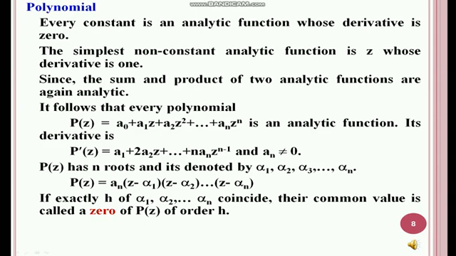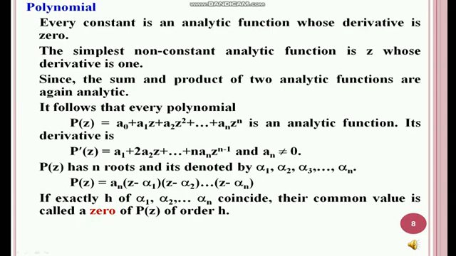By the fundamental theorem of algebra, the polynomial of nth degree has n roots, denoted by alpha 1, alpha 2 up to etc. alpha n. If we have the roots, we can make the equation. So we get the polynomial with respect to the roots: p of z equal to an into z minus alpha 1 into z minus alpha 2 up to etc. z minus alpha n, where alpha 1, alpha 2 up to etc. alpha n are not necessarily distinct.